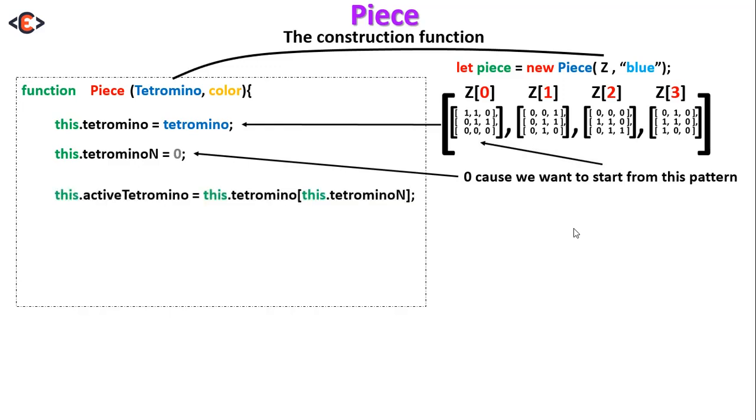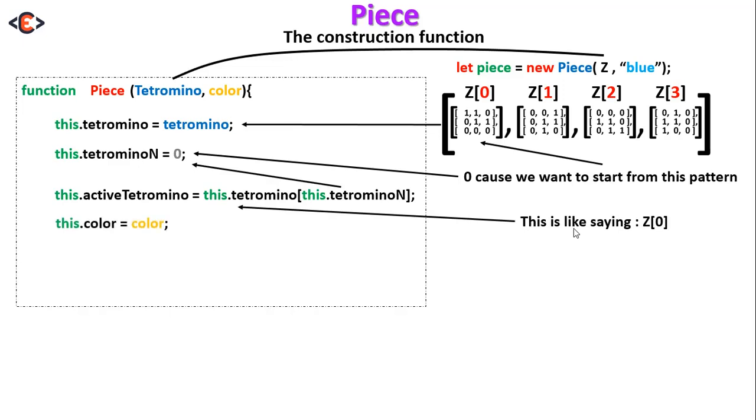The next property is activeTetromino, meaning the piece or the pattern we are playing with in real time. So this code here is like saying Z with index 0. Then this.color should get the blue in this example.